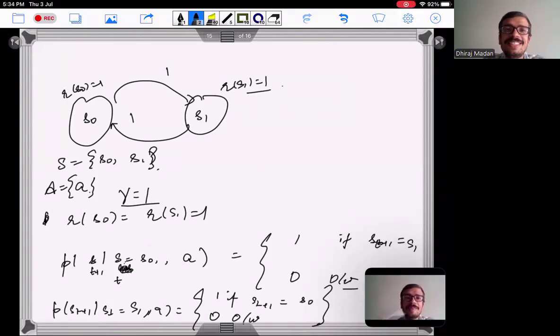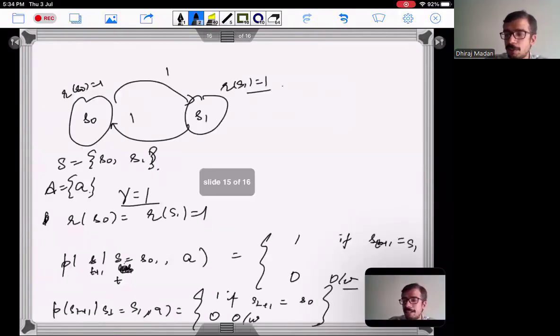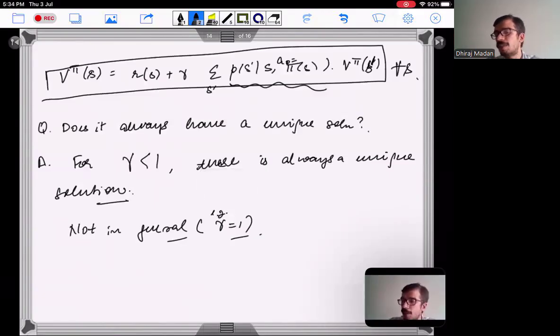So if gamma is 1, your cumulative rewards are going to be infinite. The solution is actually V pi of S is infinite, but in terms of finite values of V, it has no solution. You can check that this system of equations does not have a real solution. The only solution is if you set V pi of S naught and V pi of S1 to infinity. So it was just an example to show that if you set gamma equal to 1, then the system need not always have a solution.